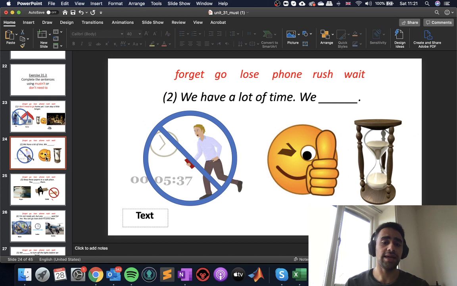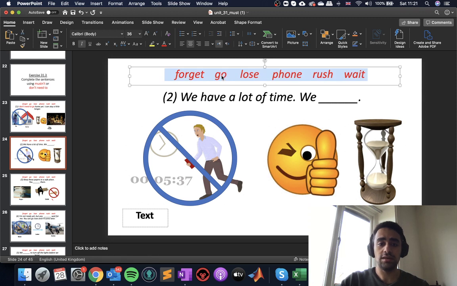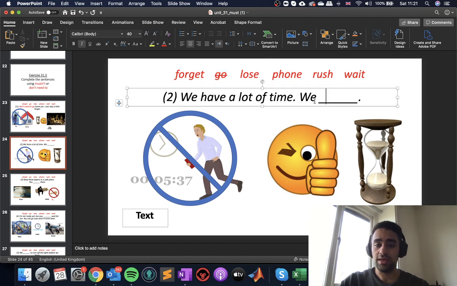The next sentence. So here we use this one. "We have a lot of time. We ___ or ___." We don't need to or mustn't. So let's look at the verbs first. We have forget, lose, phone, rush, wait. Rush means to be in a hurry.